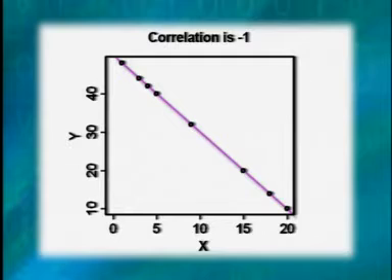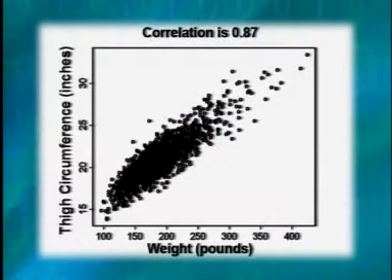And now let's look at some examples where we have a correlation that's between the two. Here's an example that I found interesting. This is an example comparing, in a population of adult men in the United States, the weight of the men on this axis with their thigh circumference on this axis.